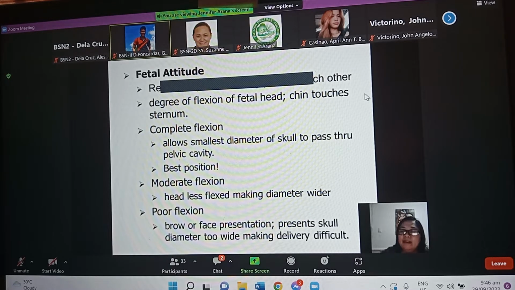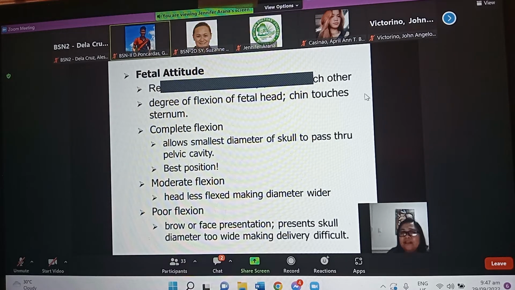Okay, the next thing we have to consider is the fetal attitude. The fetal attitude is the relationship of the fetal body parts to each other, or it is the degree of flexion of the fetal head. Our goal here, supposedly, is for the chin to touch the sternum. That is called full flexion, and it is the best or ideal fetal position or presenting part.